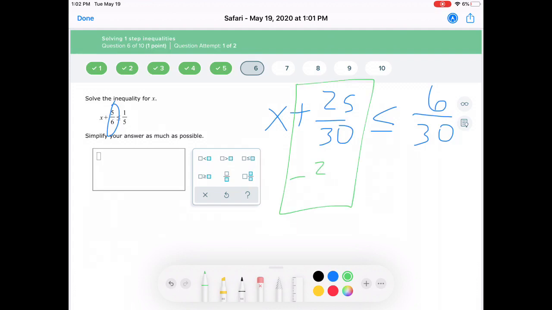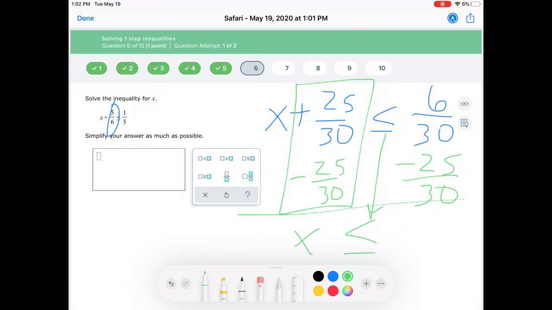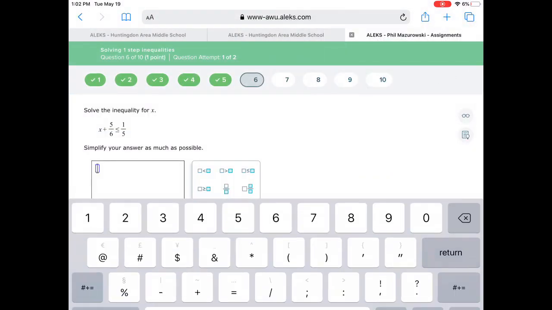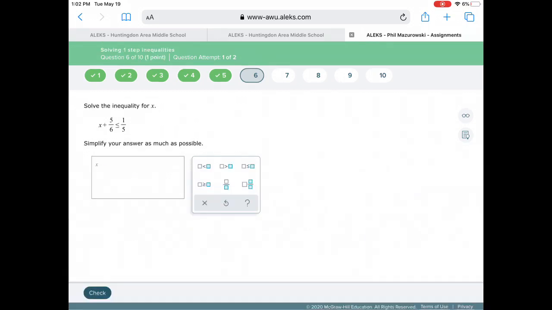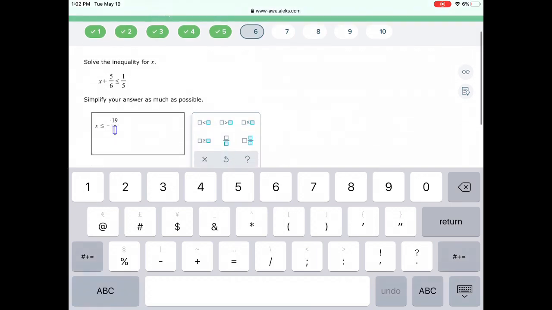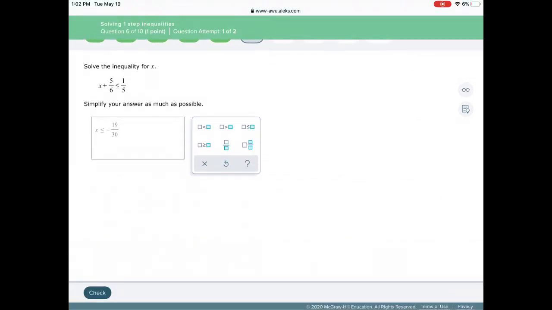So when I have to get rid of the 25/30, I think, what is the inverse operation of addition? And that is subtraction. So I'm going to subtract 25/30 from both sides. Keep the inequality sign exactly the same as what it started. And when adding and subtracting fractions, we leave the denominator the same. 6 minus 25 is negative 19. So we have x is less than or equal to negative 19/30.